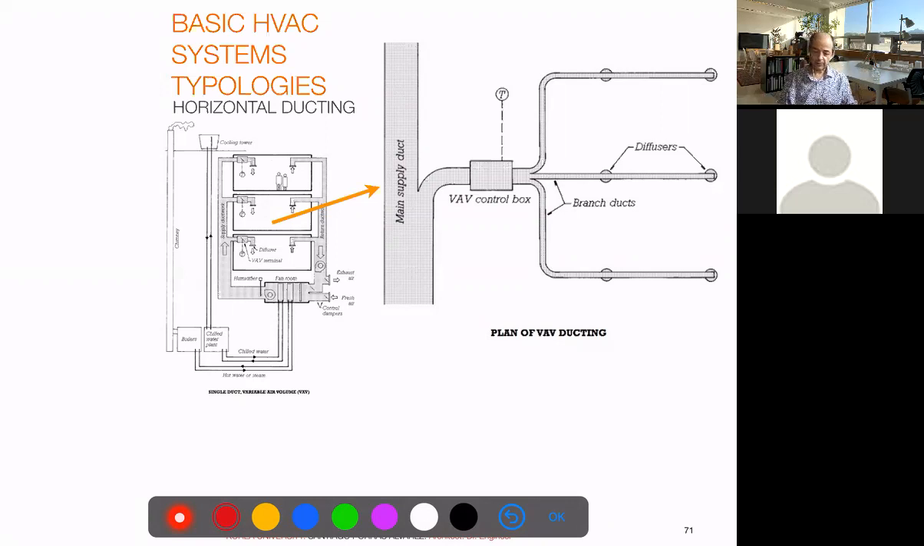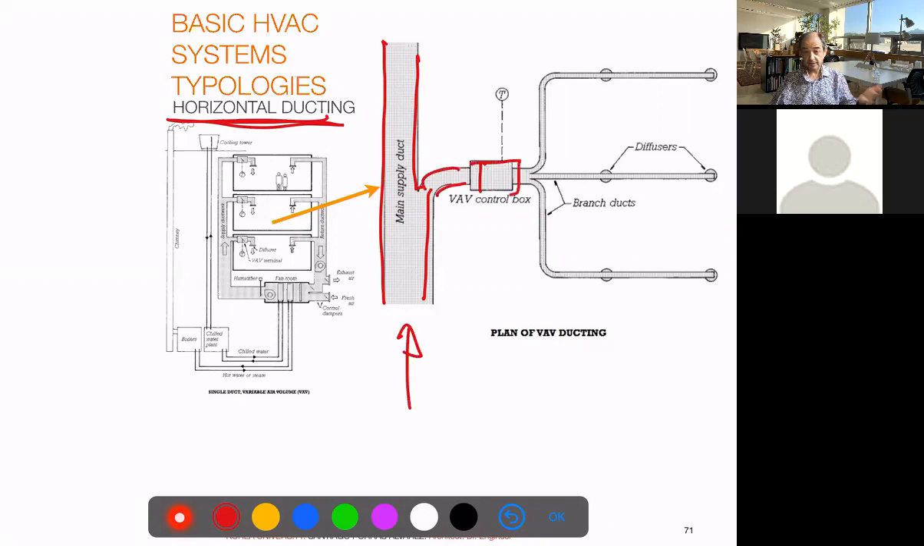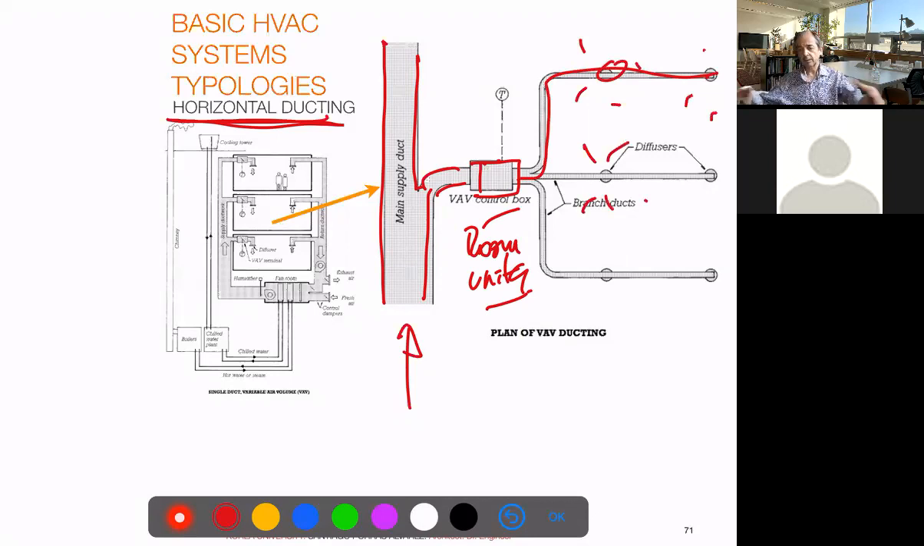Now we need to have the horizontal ducting, which is simple. In general, we have a main duct, which comes from the fan room. And then you will have individual controls, if that is the system, by rooms or by units, depending on the kind of building you have. And then individual distribution to have that good hot or cold air in each place by means of diffusers.